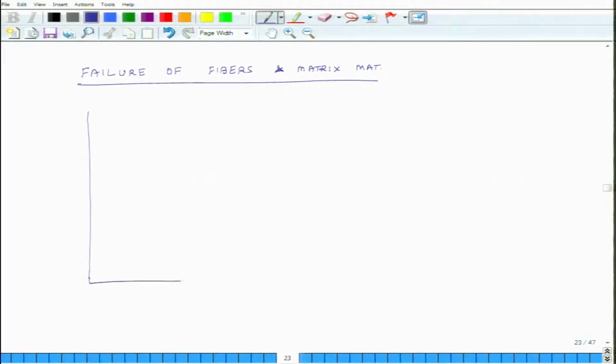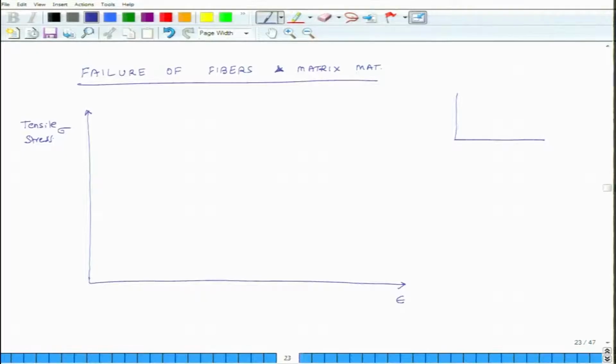And we will understand this through a graph. So, on the x axis we are going to plot the strain, and on the y axis we are going to plot stress, and specifically it is tensile stress. So far we have assumed that the fiber as well as the matrix is linearly elastic.